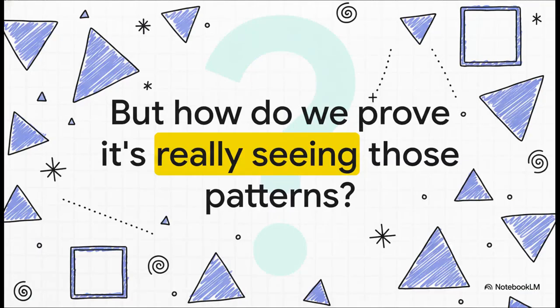But wait a second. How do we really know it's actually using those triangle and quadrilateral patterns? Right? I mean, couldn't it just be finding some other weird shortcut in the data that we don't understand? That's a fair question. And to prove it wasn't cheating, the researchers came up with a really clever test.